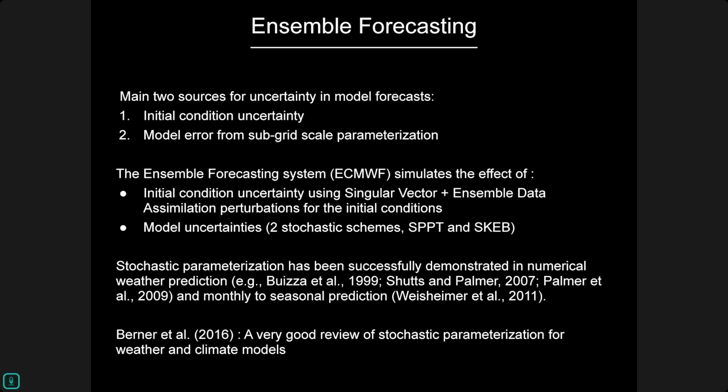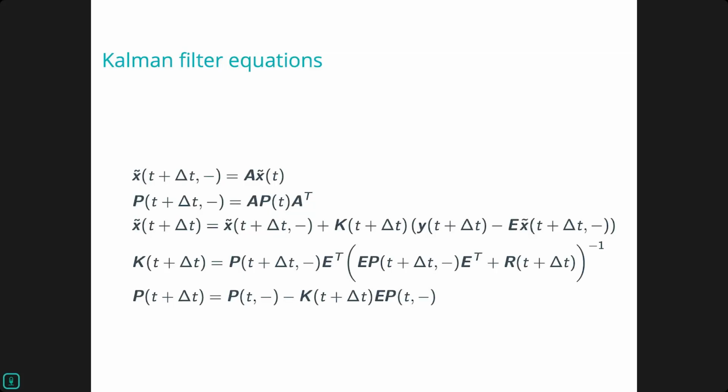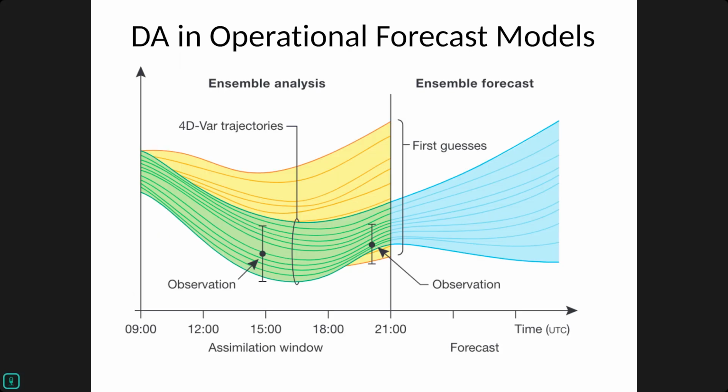So now I'll jump into the machine learning part, coming back to these equations. We have the model, we have the covariance, we have the Kalman gain matrix.